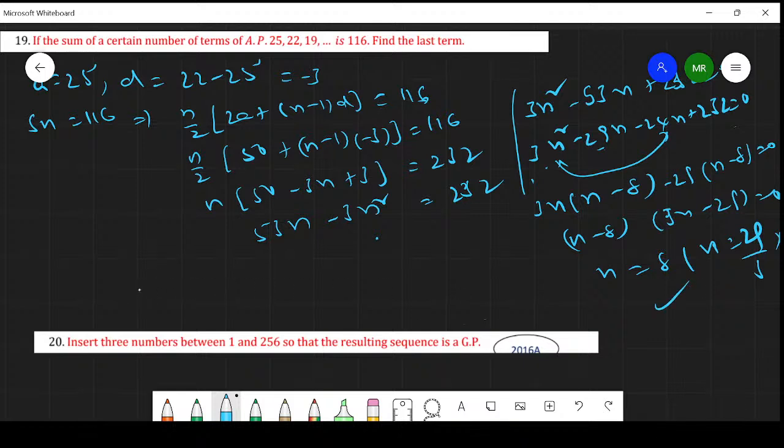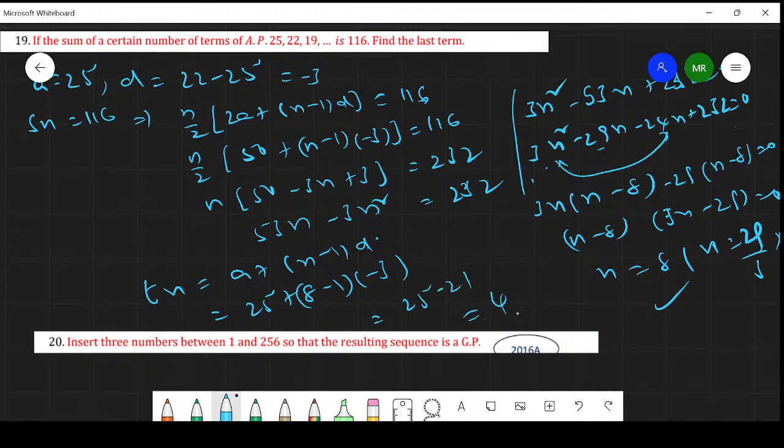They are asking for the last term. Tn means a plus n minus 1 into d. A means 25, n is 8, minus 1 into d means minus 3. Now you can see 25 minus 21 will be 4, your answer. So be careful when you are doing simplification. If you make a small mistake, everything will go wrong.